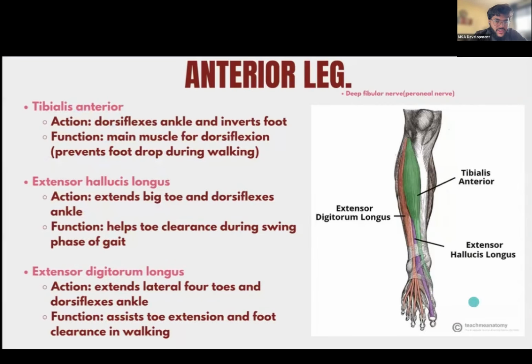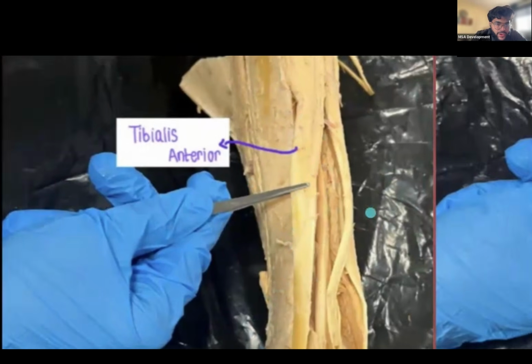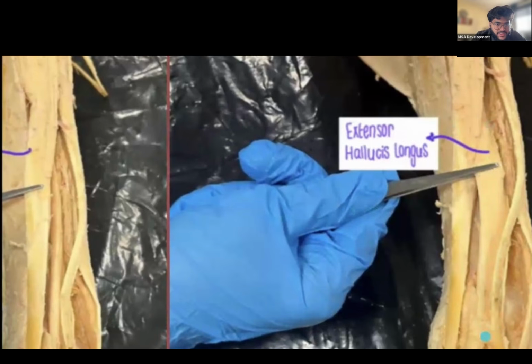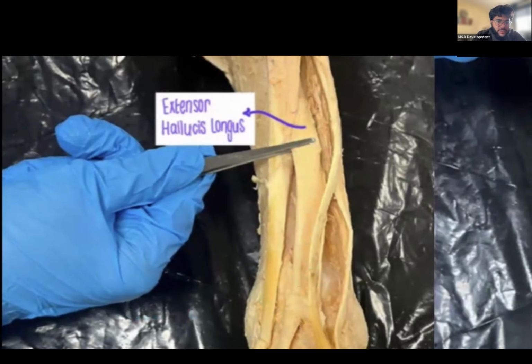Okay. Now let's look at some more pictures. Over here, you can see the tibialis anterior. And then right next to it, you'll have the extensor hallucis longus for the big toe. The tibialis anterior was right here, and it's the most medial. Extensor hallucis longus is right next to it, second most medial, going to the big toe.